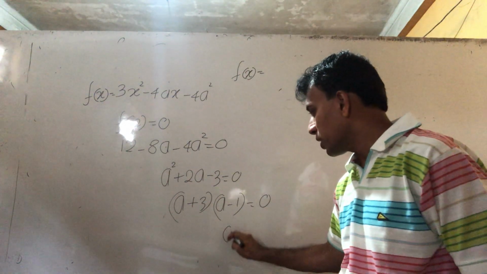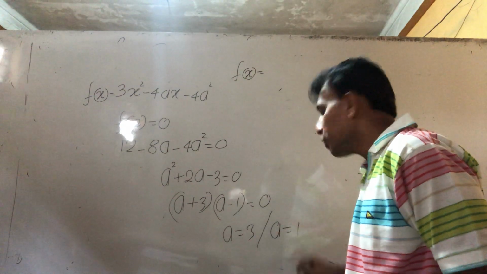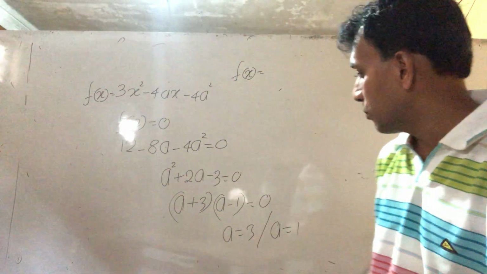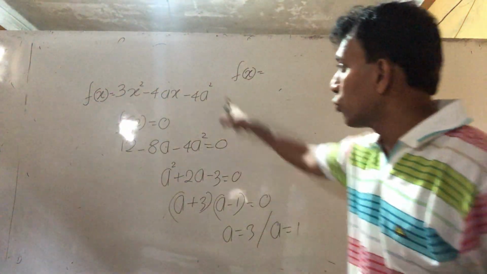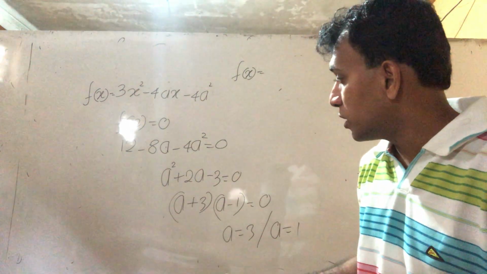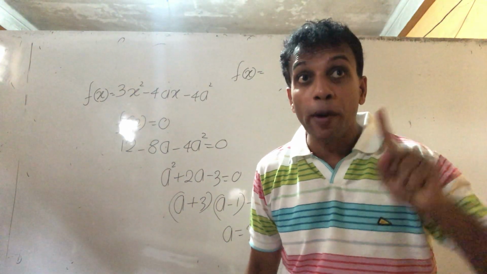Therefore, the solution is a equal to 3 or a equal to 1. Therefore, there are two functions, two polynomials. If you put a as 3, one polynomial. If you put a as 1, another function or polynomial. For both polynomials, x plus 2 is a factor. Later we call it a common factor.